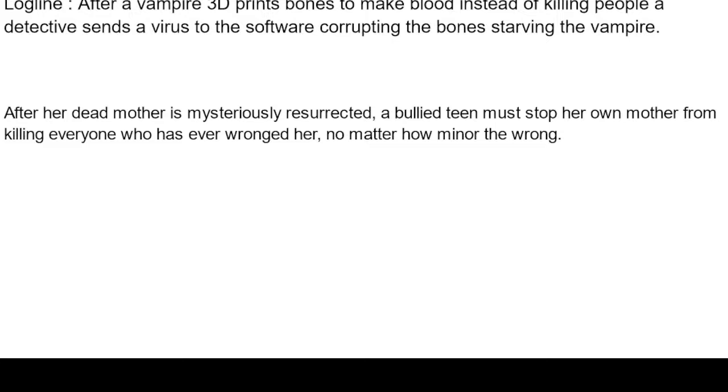I mean, was the mom always a killer? Yeah, always a killer. Her entire life, she's always been sort of psychopathic. Yep, she's always been a killer. It's just that when her daughter got bullied, she stopped being careful.